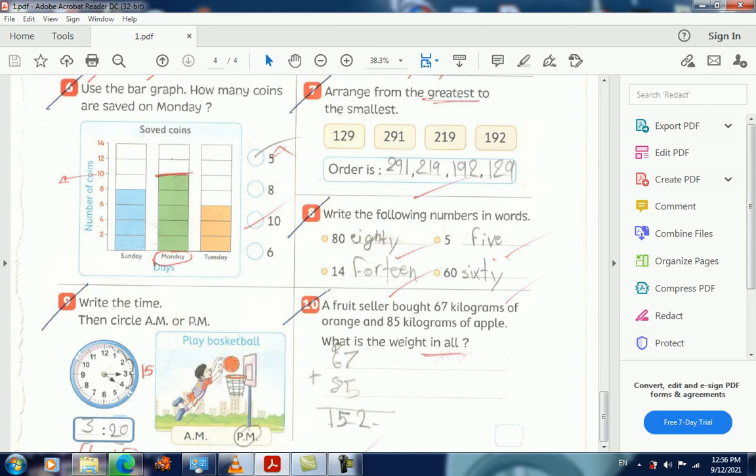Number 10. A fruit seller bought 67 kilograms of oranges and 85 kilograms of apples. What is the weight in all? Now they are asking about the total weight. So we have to add the two weights that we got. So it's 67 plus 85. So 7 plus 5 is 12. 2 and carry over 1. 6 plus 8 is 14, and another one is 15. So we end up with 152 kilograms. Okay, thank you.